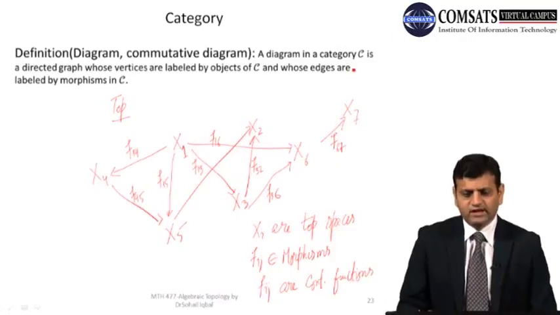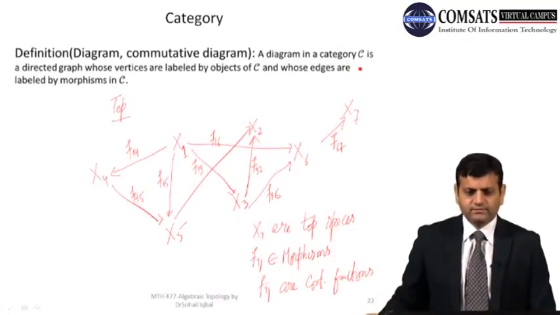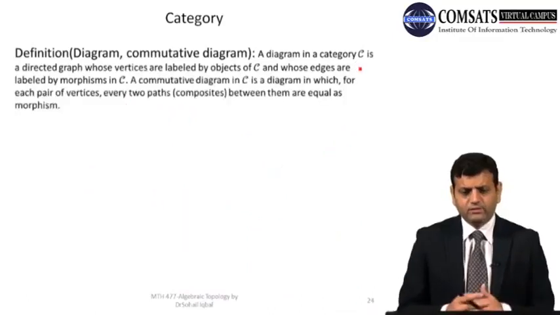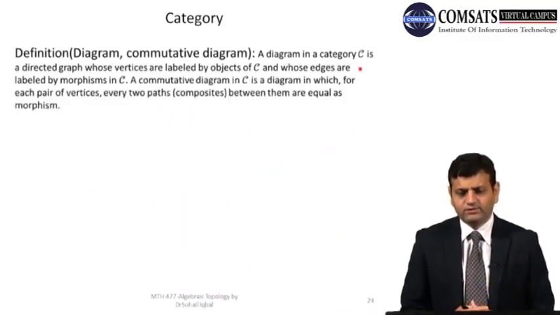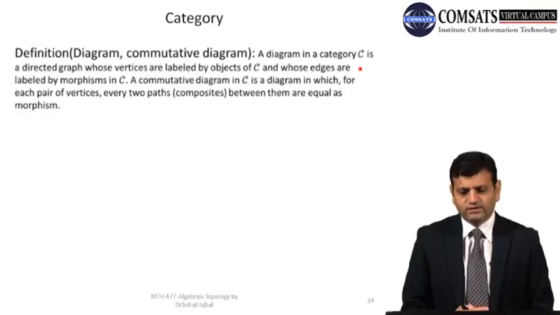So this is a diagram. A commutative diagram in C is a diagram in which for each pair of vertices, every two paths between them are equal as morphisms. So we have already seen an example of a commutative diagram.